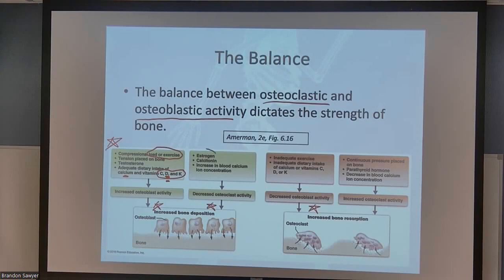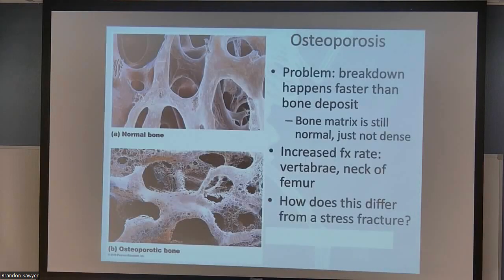And then in females, estrogen is very important. And so this is why postmenopausal women tend to be much more prone to osteoporosis, because their estrogen levels have dropped quite a bit at that point. We'll talk about that in a second. But yeah, those are kind of the big ones. I wanted to highlight the calcium, vitamin D, and then just weight bearing activity, very important for thickening and strengthening bone. Okay, so osteoporosis is again, this breakdown happening faster than deposit.